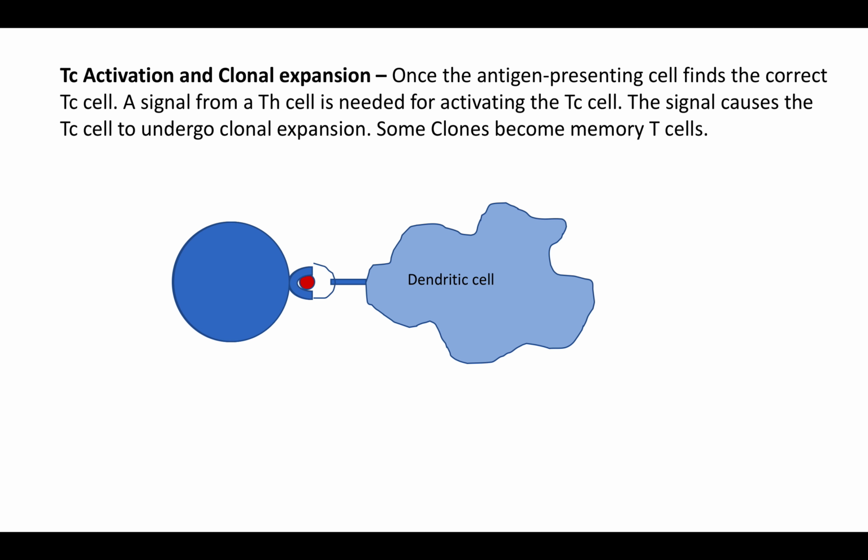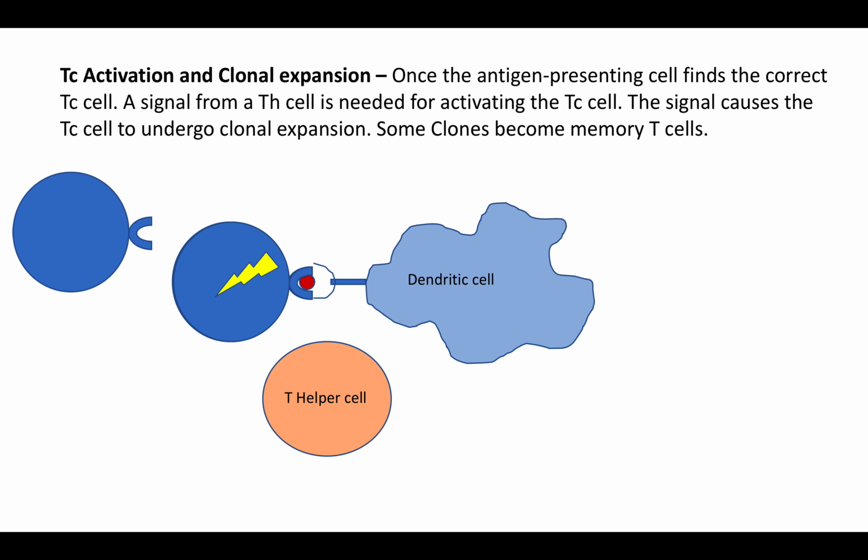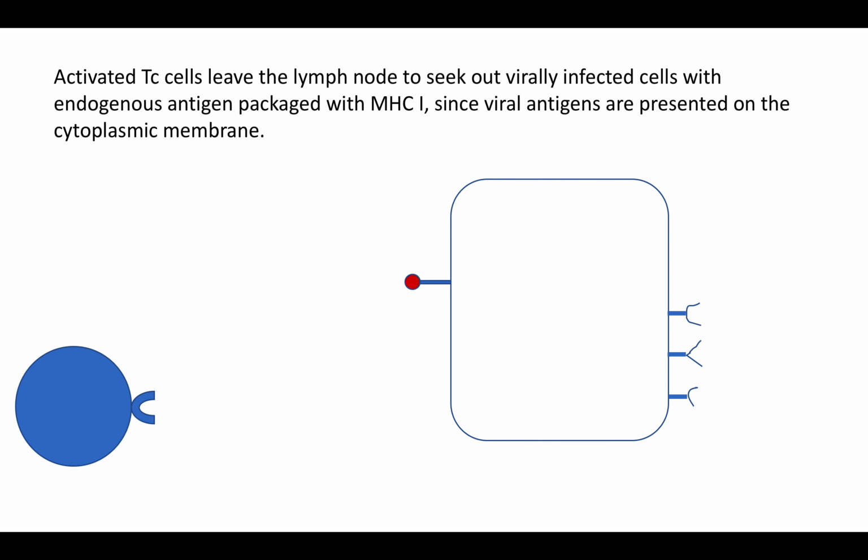Next, we have cytotoxic T cell activation and clonal expansion. Once the antigen presenting cell finds the correct cytotoxic T cell, a signal from a T helper cell is needed for activating the cytotoxic T cell. So here we have our signal to that cytotoxic T cell, and that signal causes clonal expansion. So we get more of those cytotoxic T cells produced. Some of these clones become memory T cells, which are involved in a faster secondary immune response.